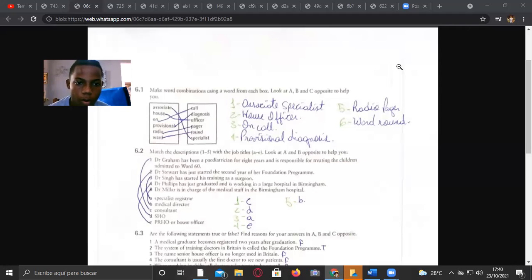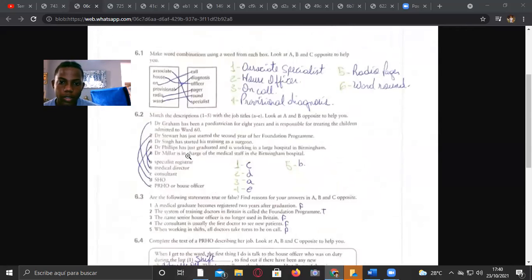Let's do the second one. Make word combinations using a word from each box. Look at A, B, C opposite to help you. The first one is associate specialist, house officer. Second one, on call. Third, provisional diagnosis. Fourth, radio pager. Fifth, ward round.